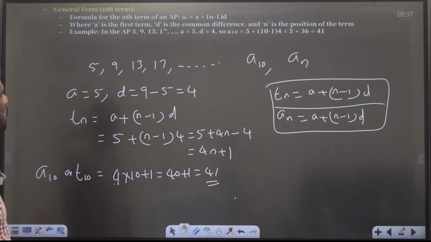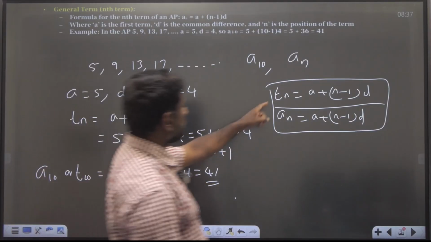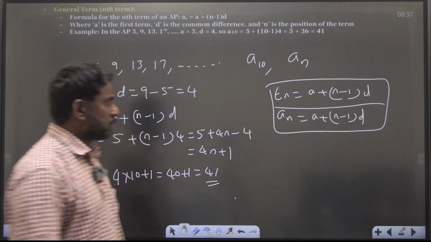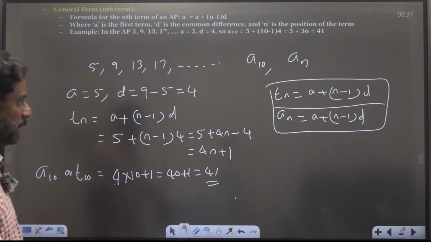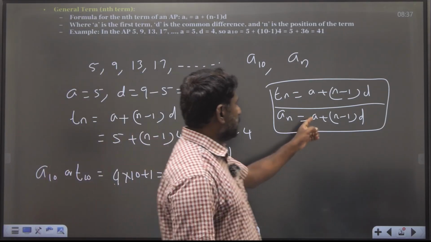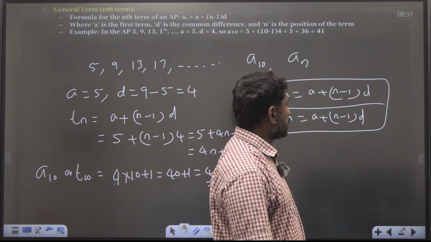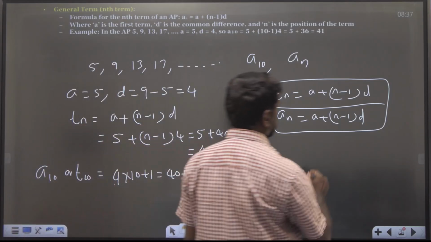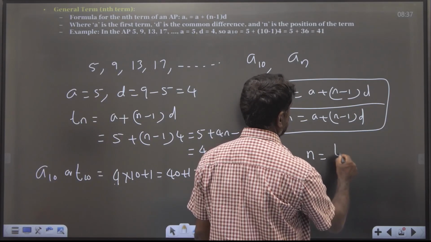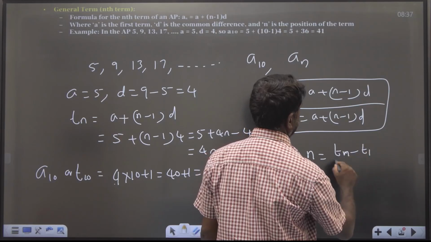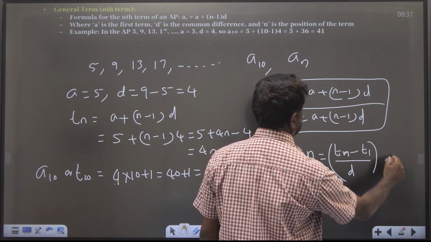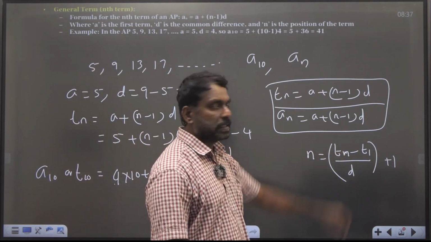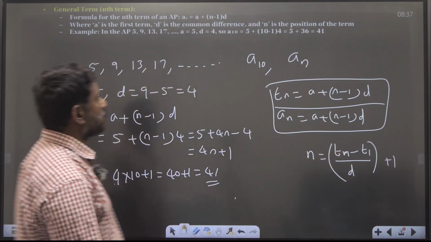Then, the nth term of an AP. This is the formula for finding the nth term: Tn equal to a plus (n minus 1) into d, or an equal to a plus (n minus 1) into d. a is the first term, d is the common difference, and n is the number of terms. There is a formula for finding n also: n is equal to (Tn minus T1) by d plus 1, that is, last term minus first term by common difference, plus 1.